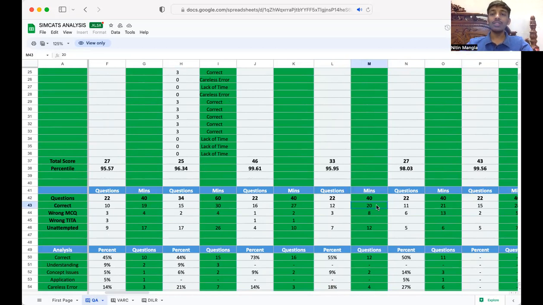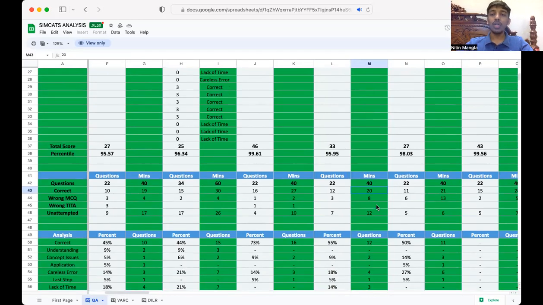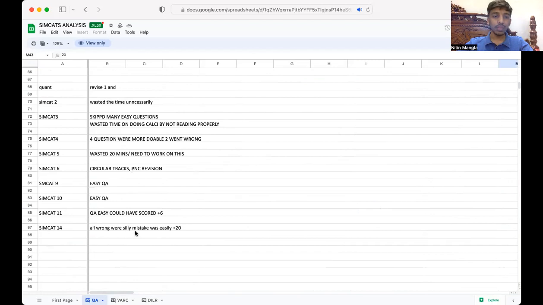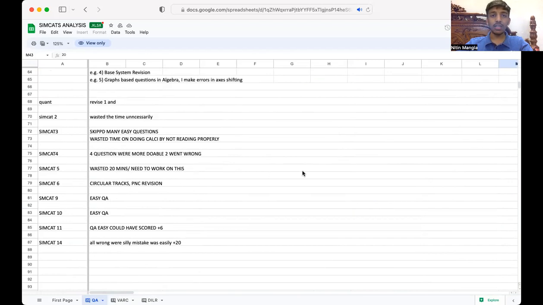So 20 minutes, it's very much time. I would say half the paper. So I need to utilize that. And you can see here, then easy QA, easy QA, SimCAT 9 and 10.